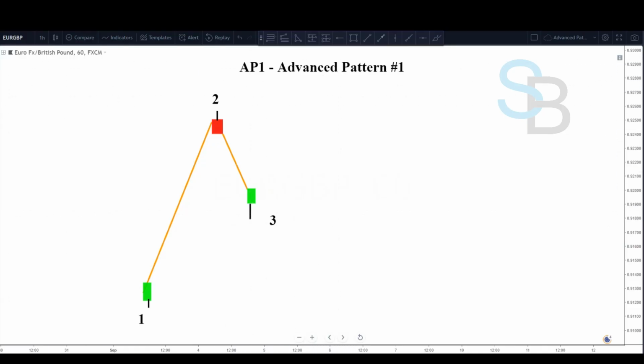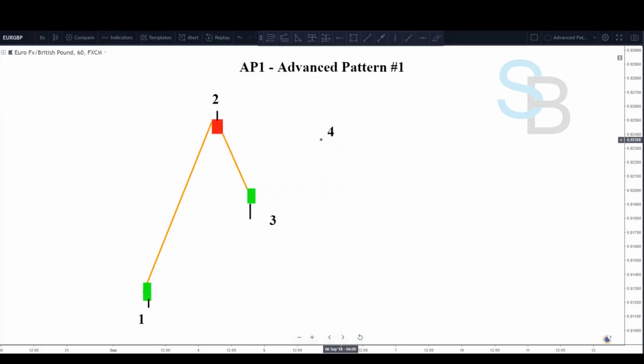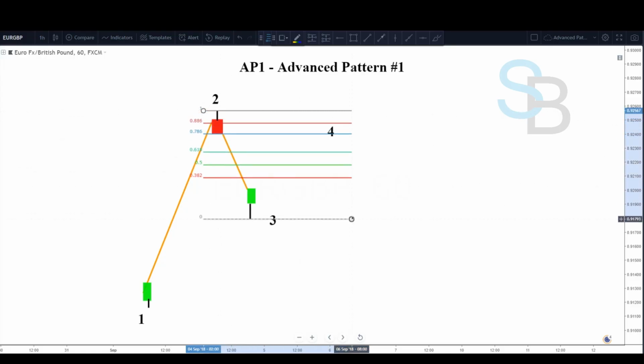The next point we're looking for is going to be point number 4. As we talked about at the beginning of this video, this is a 5-point pattern. So for point number 4, the way we find that, again, this AP1 pattern is a series of Fibonacci retracements. The way we're going to find point number 4 is by taking a Fibonacci retracement from 2, the swing high of 2, down to the swing low of 3.